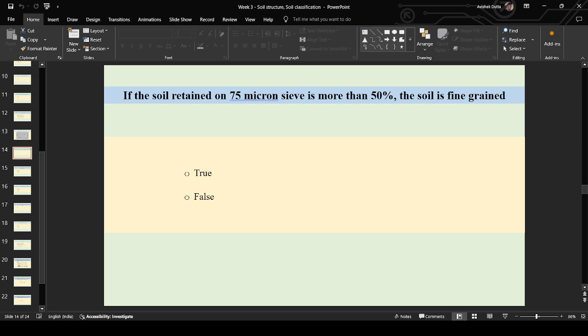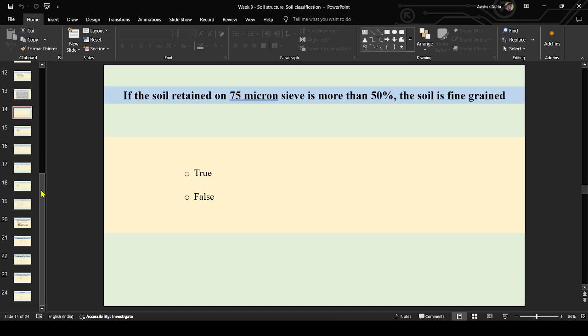So the statement I'll just repeat once. If the soil retained on 75 micron sieve is more than 50%, the soil is fine grained. Is the statement true or false? You have to answer. Okay. So next question.